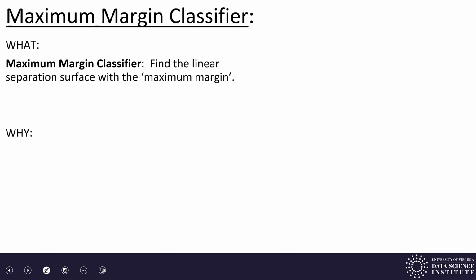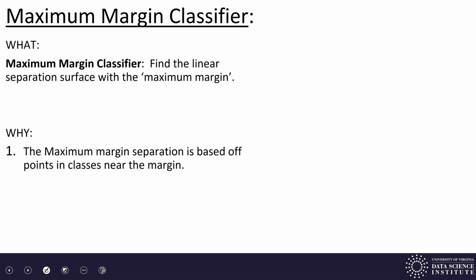Okay, so the maximum margin classifier, what is it? It's a classifier where we find the linear separation surface or hyperplane or plane that has the maximum margin. Remember, the margin is the distance to the closest data points. Why would we do this? Why would we use this as a classifier?